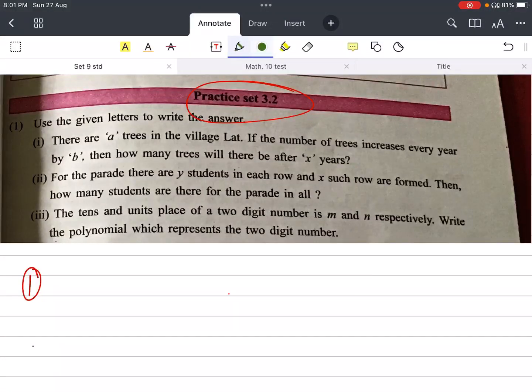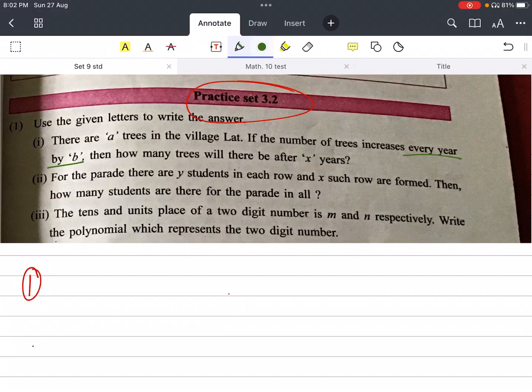Use the letters and write an answer. Simply, we have to use variables, and by using these variables, we have to convert this data into equation form. So the question is like that. There are eight trees in that village. If the number of trees increases every year by B, then how many trees will there be after X years?